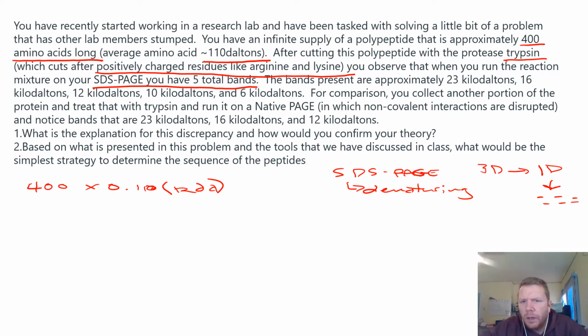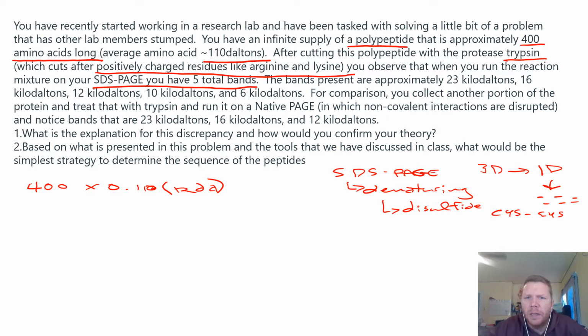And in denaturing conditions, one of the things that you're going to do is you're going to break disulfide bonds. Okay, so these disulfide bonds exist between two cysteines. But other than that, that's basically your covalent interaction that you're concerned with. You're taking this one polypeptide and you're breaking it up. Okay, so now back to the question.